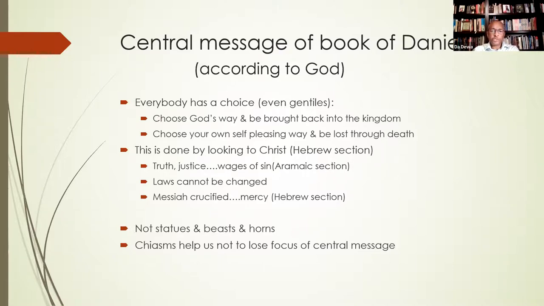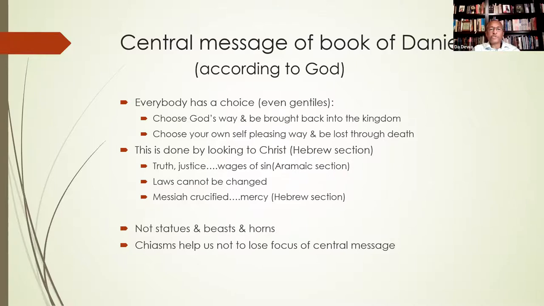Those chiasms we've looked at essentially tell us that everyone has a choice. And if you look at the Gentile section, even the Gentiles, God looks at them and they have a choice that if they turn to God, they will be brought into God's kingdom, even though they are Gentiles. But if they choose their own self-pleasing ways, they will lose that promised kingdom and they will also lose their lives. And if you look at the Hebrew section, that tells us how that will be achieved. So God tells the Hebrews that there is a Messiah who will come.